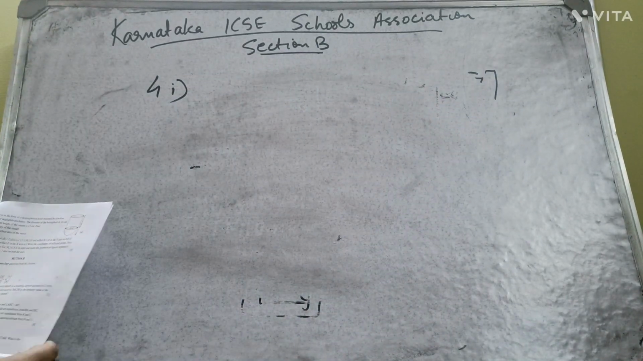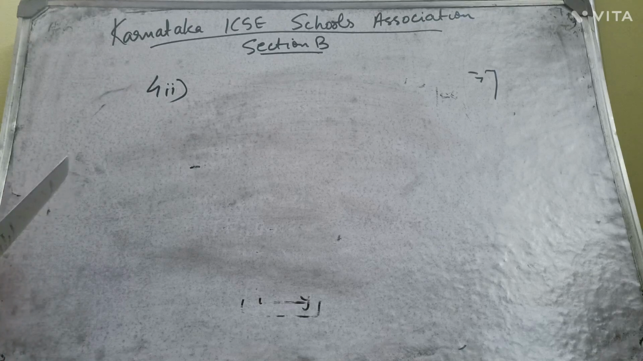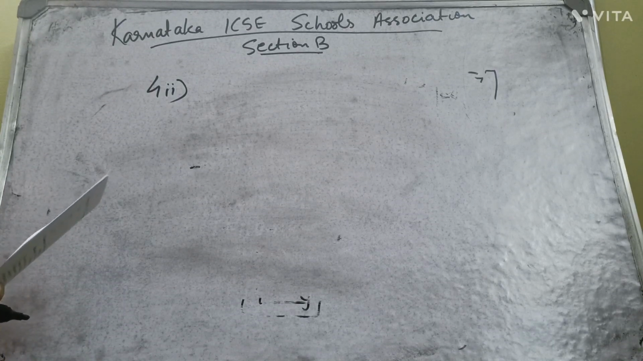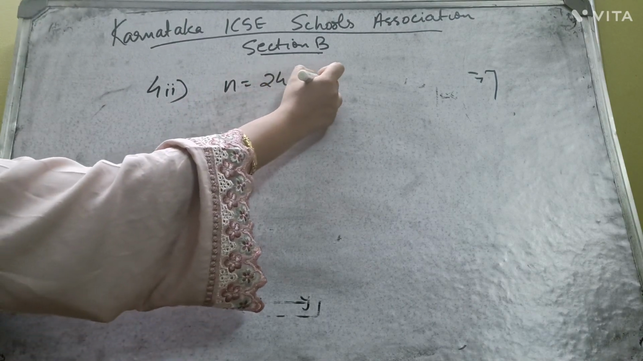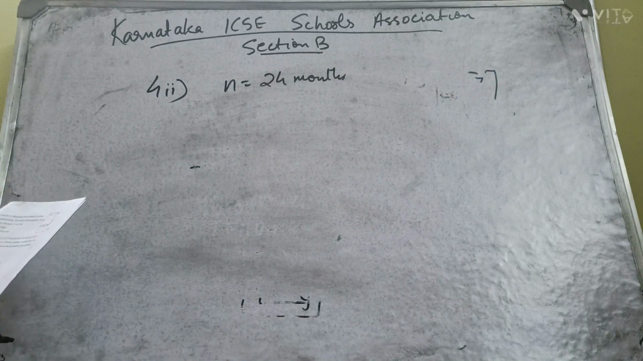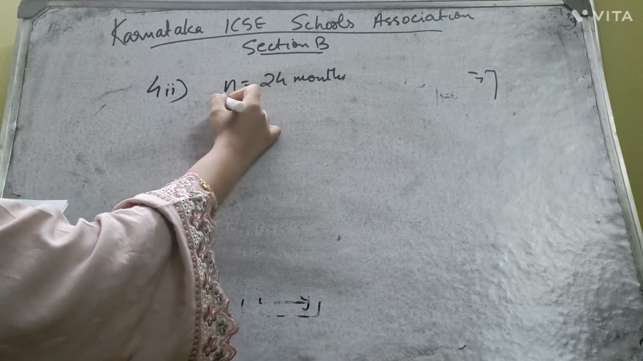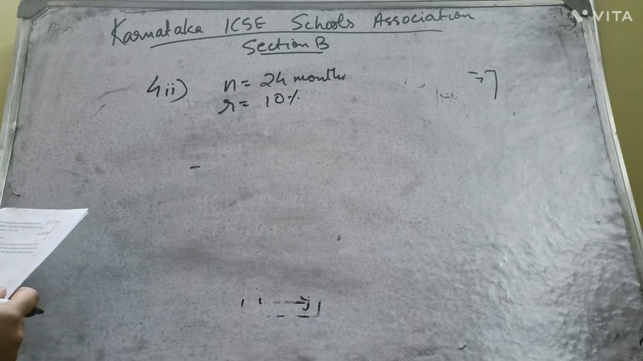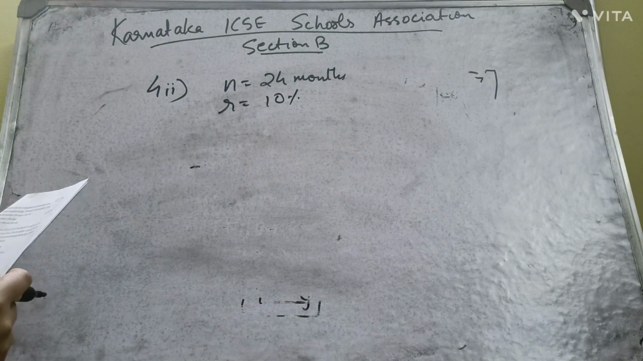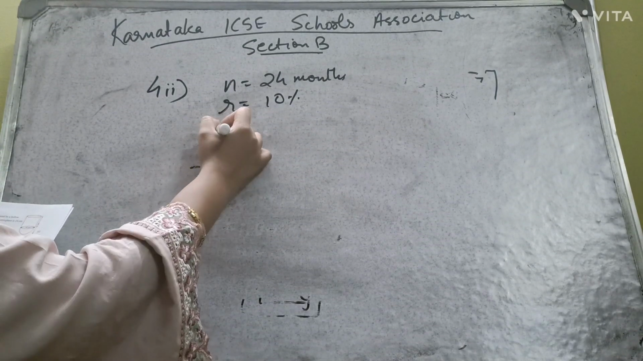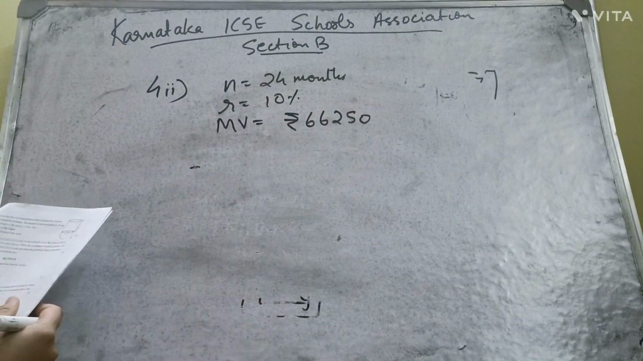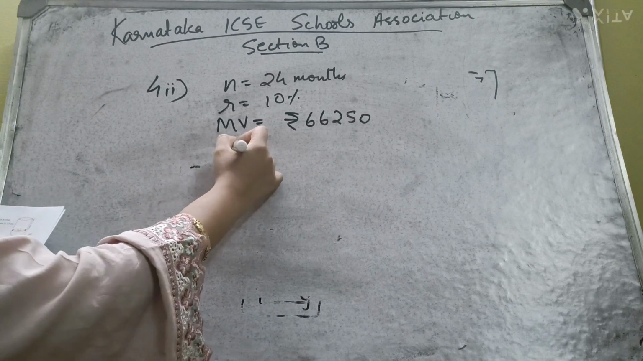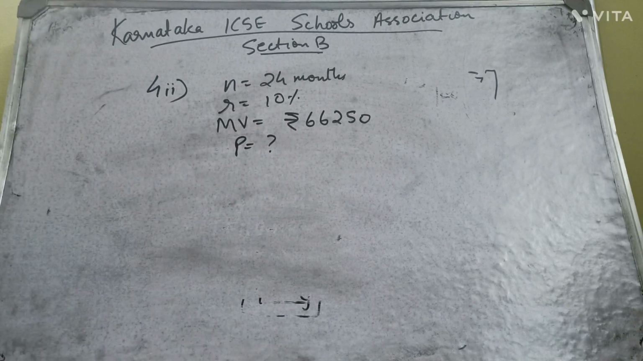Now question 4, second one is a question from banking, where the question says Rohit deposits a certain sum of money every month in an RD account for 2 years. Therefore, n is going to be 24 months. The bank pays interest at the rate of 10% per annum. R is given as 10% and Rohit receives 66,250 as maturity value. Maturity value is given as rupees 66,250. Find the sum of money. So you need to find the sum of money P.